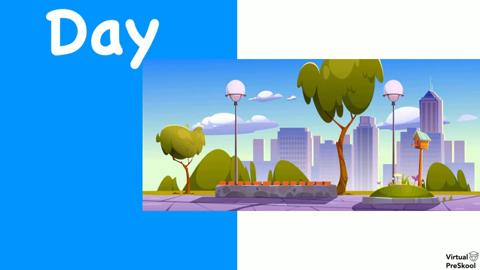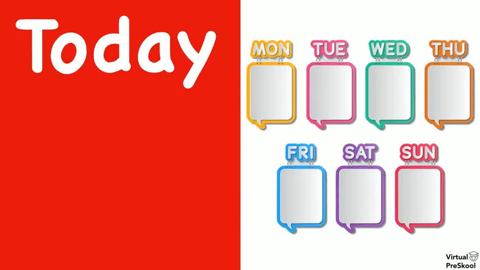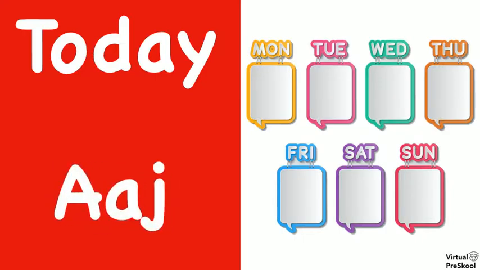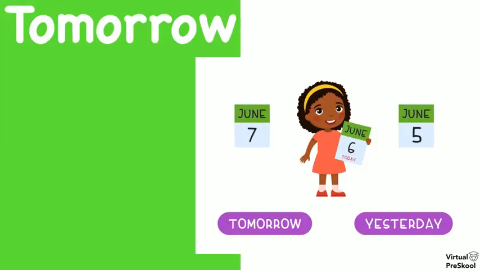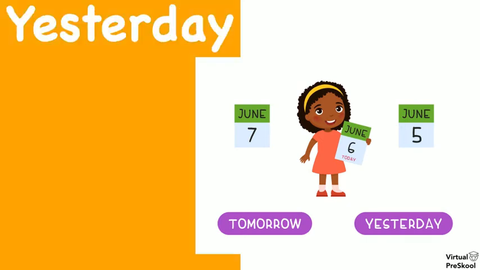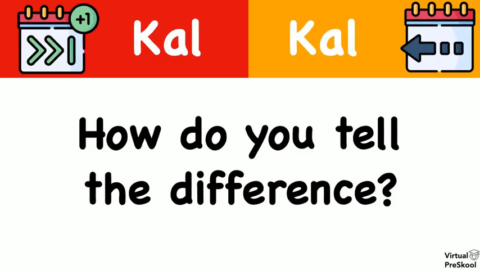Day in Hindi is din. Today in Hindi is aaj. Tomorrow in Hindi is kal. Yesterday in Hindi is also kal. And in class, we talked about how to tell the difference between kal yesterday and kal tomorrow.